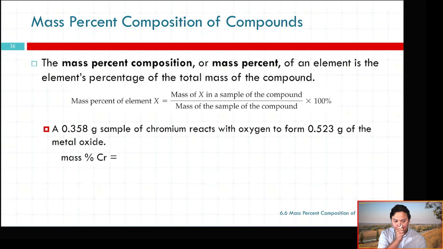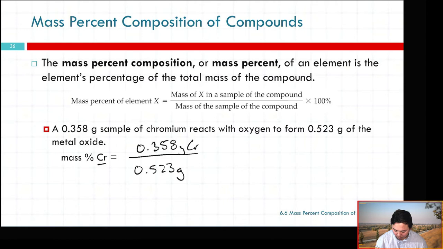For example here, we have a 0.358 gram sample of chromium that reacts with oxygen to form 0.523 grams of the metal oxide. So our mass percent is going to be equal to, we're concerned with chromium, 0.358 grams chromium over 0.523 grams chromium oxide. I don't know how many oxygens are there, so I'm just going to put an X. So 0.358 divided by 0.523, and after multiplying by 100, that is equal to 68.5% chromium.